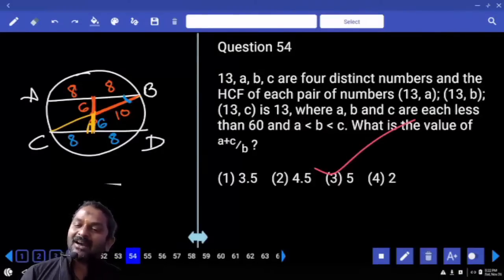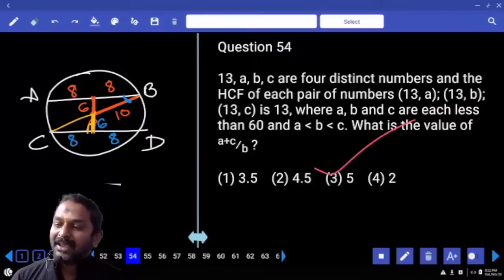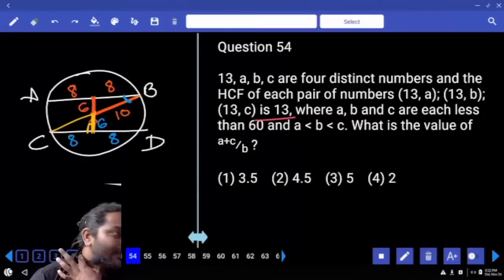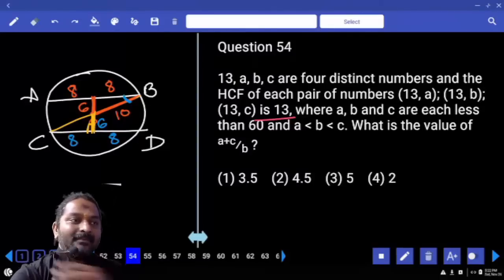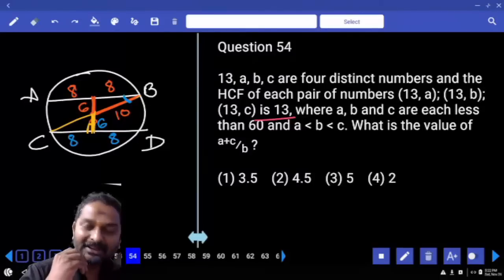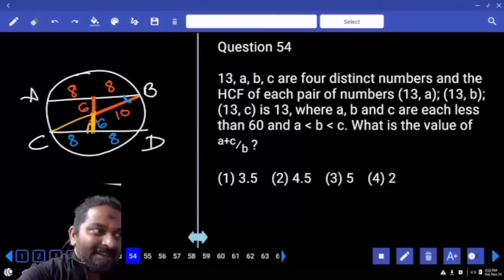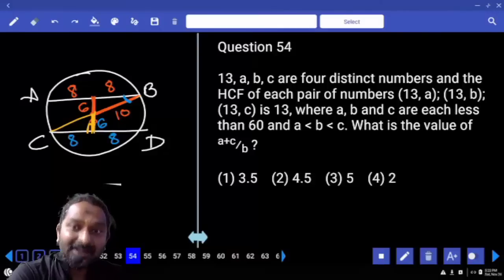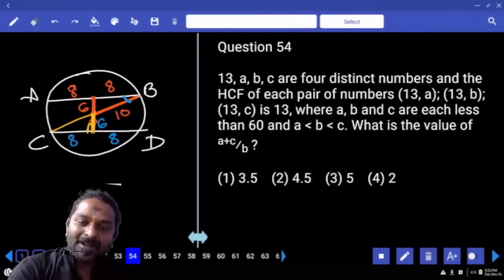13, A, B, C are four distinct numbers and the HCF of each pair of numbers 13 comma A, 13 comma B, 13 comma C is 13. See, from this statement, what is it that you can conclude? Can somebody tell me? If HCF is 13, what can you conclude? All are 13 multiples. If the HCF is 13, every number has a common factor 13. If a number has common factor 13, every number is a 13 multiple only?